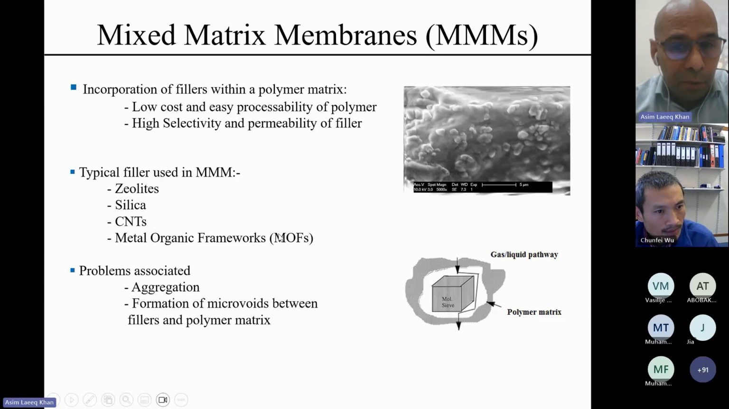But the problem with mixed matrix membranes is that we are using a polymer, which is organic, and inorganics like zeolite, silica, and CNT, and they don't really like each other. As a result, the inorganics tend to aggregate, or we have interfacial voids between the polymer matrix and the inorganic materials. As a result of these interfacial voids, non-selective membranes are produced because the non-desirable component can pass through.